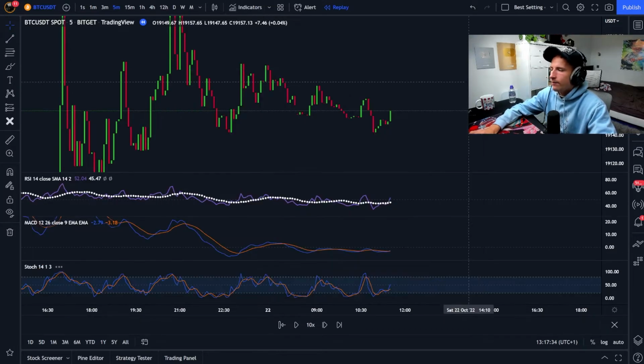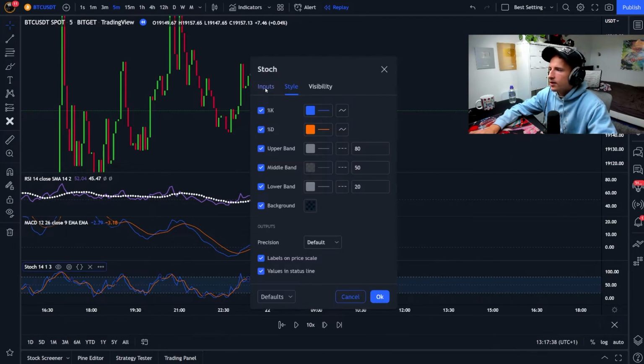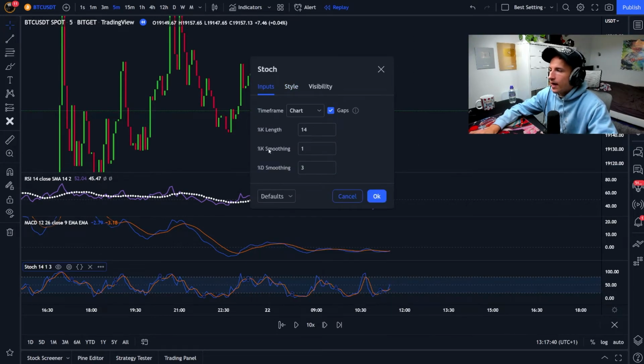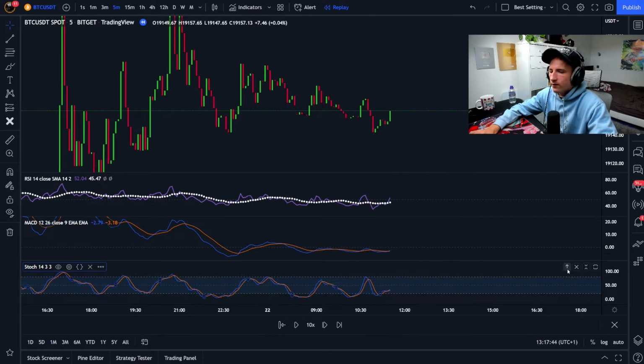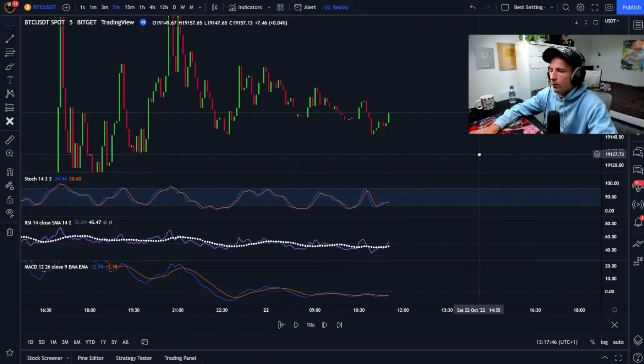Stochastic, bit of a weird name. And on here, you want to add these settings as well, so double click on this. For inputs, on the K moving, change this to a 3. Add this to the very top of the screen as well, and we are good to go.